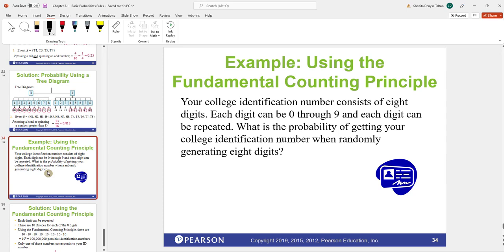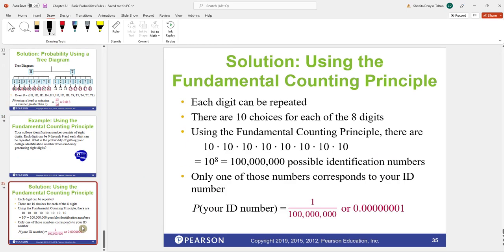Okay, let's go back to the fundamental counting principle and how to calculate probabilities with this. Your college identification number consists of 8 digits. Each digit can be 0 through 9, and each digit can be repeated. What is the probability of getting your college identification number when randomly generating 8 digits?